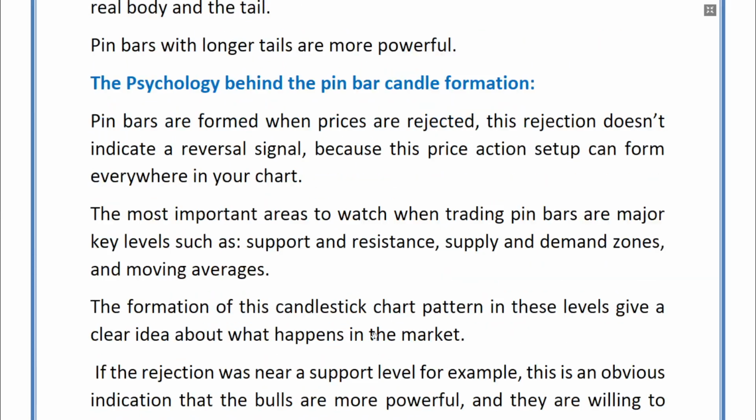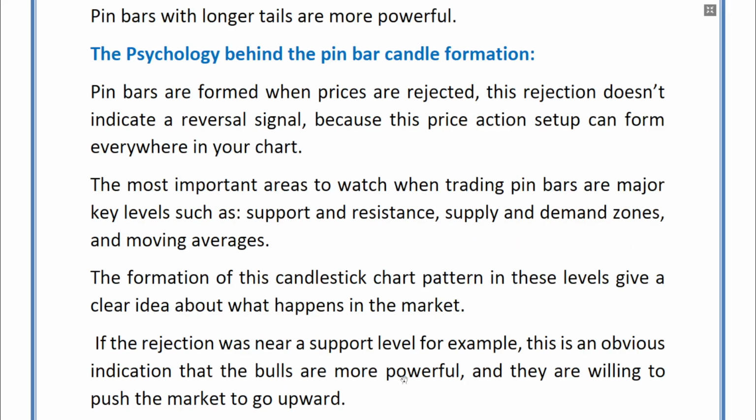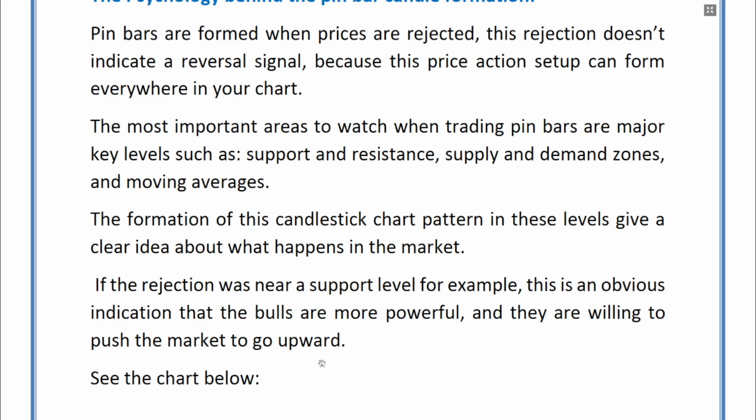Now, the formation of this candlestick chart pattern at these levels gives a clear idea about what happens in the market. If a rejection was formed near a support level, for example, this is an obvious indication that bulls are more powerful and they are willing to push the market upward.